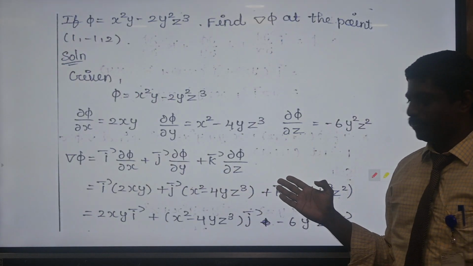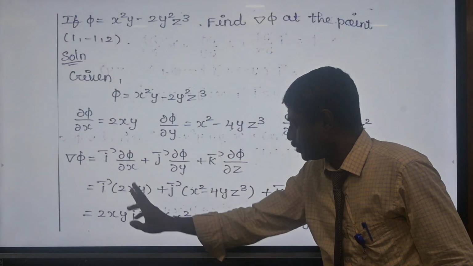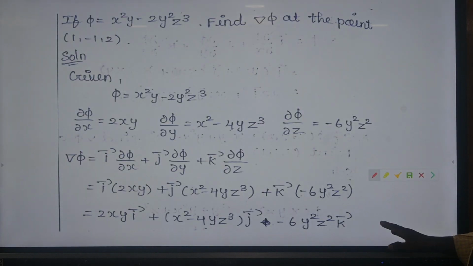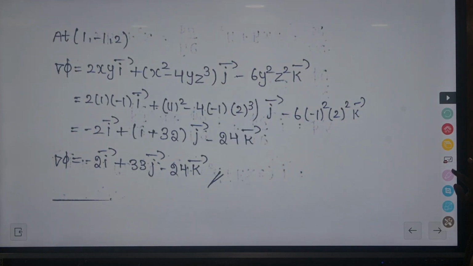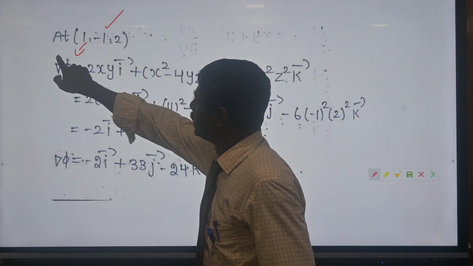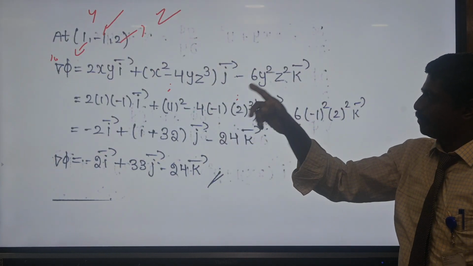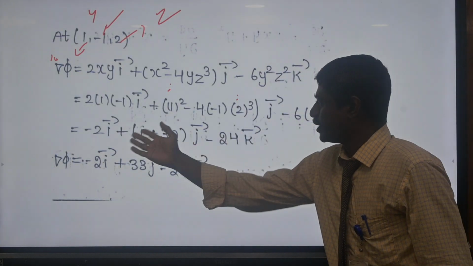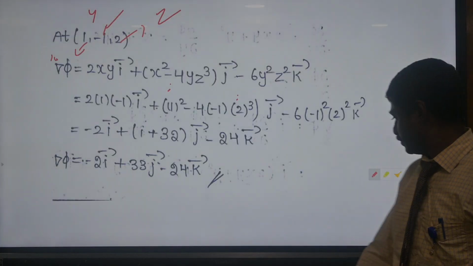Now write the formula, that is del phi equal to, I told many times, just substitute the corresponding value. In the place of dou phi dou x is 2xy, similarly dou phi dou y, similarly dou phi dou z, and just simplify, get the answer. This is the next, one more step. At the point, again, the point given is 1 comma minus 1 comma 2. This is taken x, this is y, and finally z. Just substitute, in the place of x is 1, in the place of y is minus 1, in the place of z is 2. We substitute, or we can simplify, you get the final answer, minus 2 i vector plus 23 j vector minus 25 k vector.